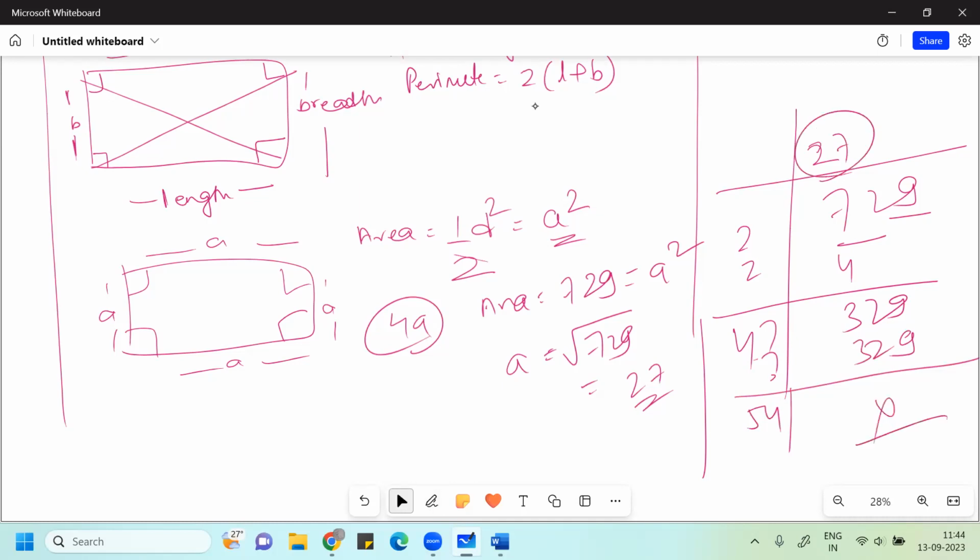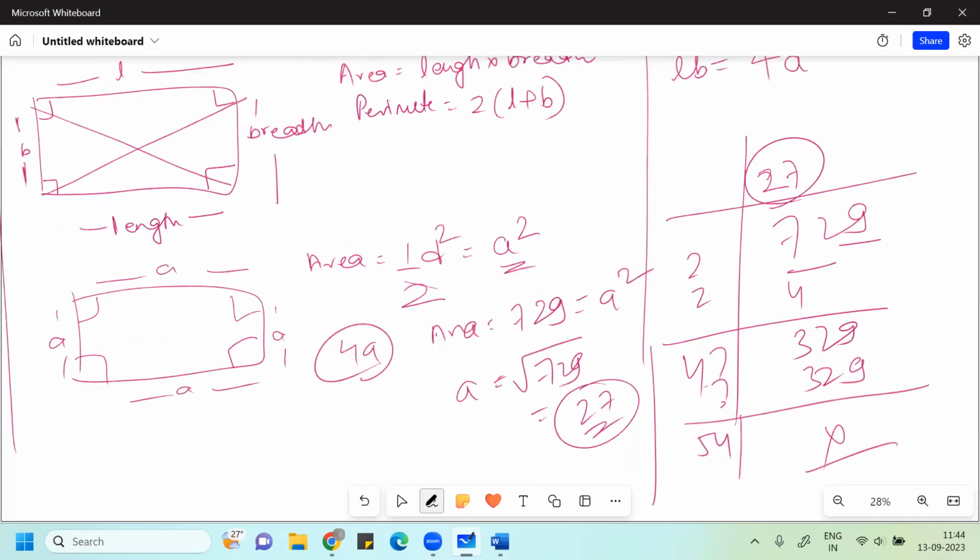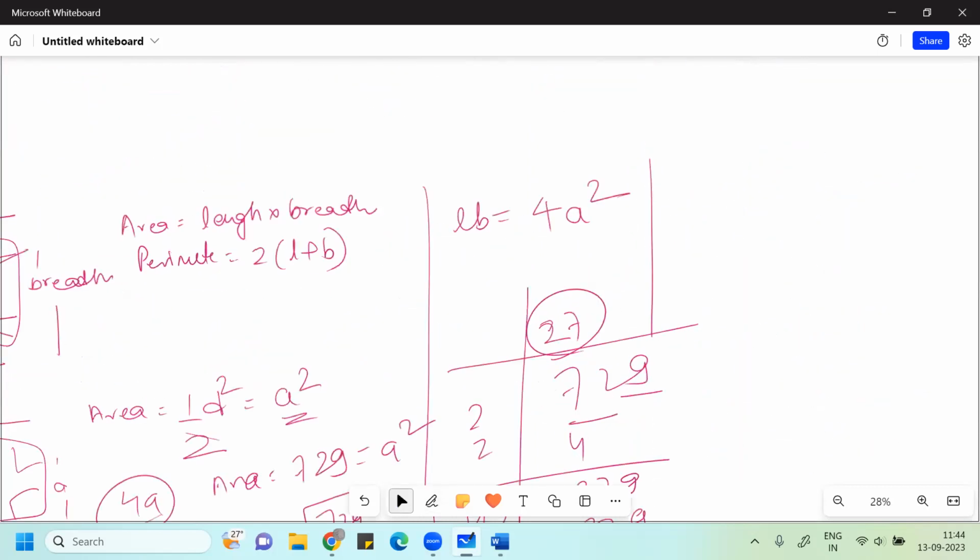This is the square root of 729. Anyway, you should know, right? So the side of the square is 27. Then write length into breadth. That's 4 into area. Area of the square is 729. They have given us, right? Any doubt?